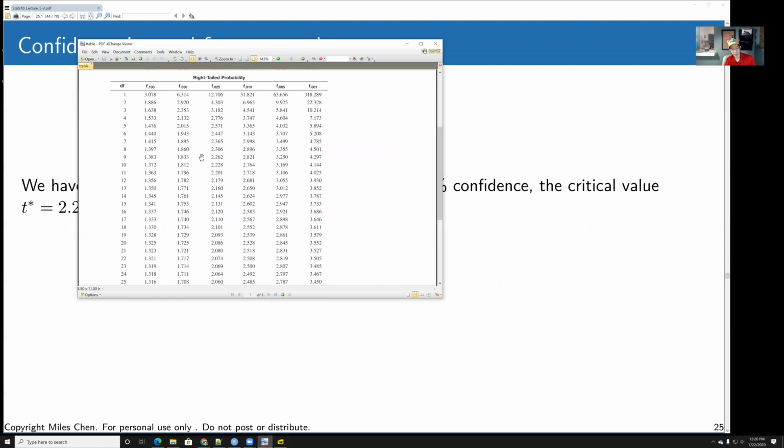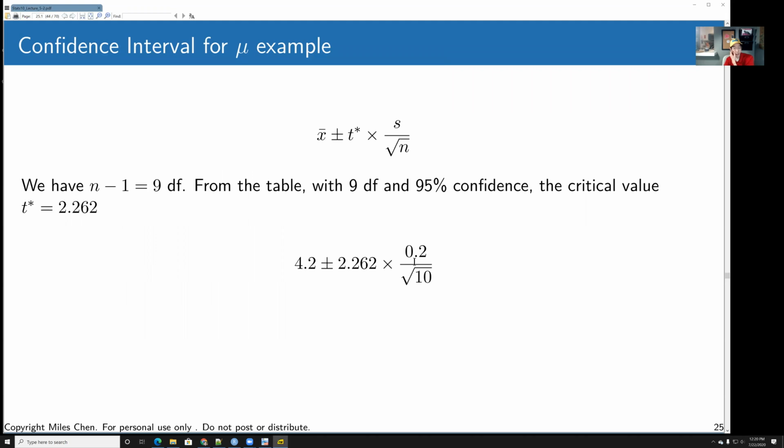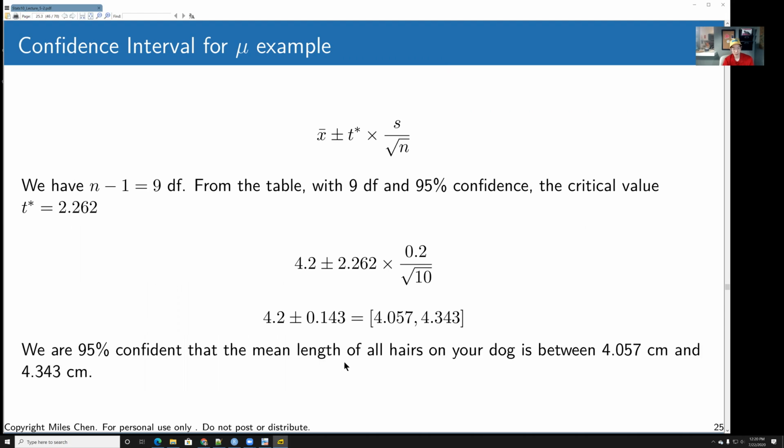With 9 degrees of freedom and looking at 95% confidence, the number I'm going to use is 2.262. Okay, and so I just plug in x bar 4.2, my t star 2.262, my s, which is 0.2, and square root of n, square root of 10 here. And this becomes 4.2 plus or minus 0.143, which goes from 4.057 to 4.343. So I say I'm 95% confident that the mean length of all the hairs on our dog is between 4.057 centimeters and 4.343 centimeters. Okay.